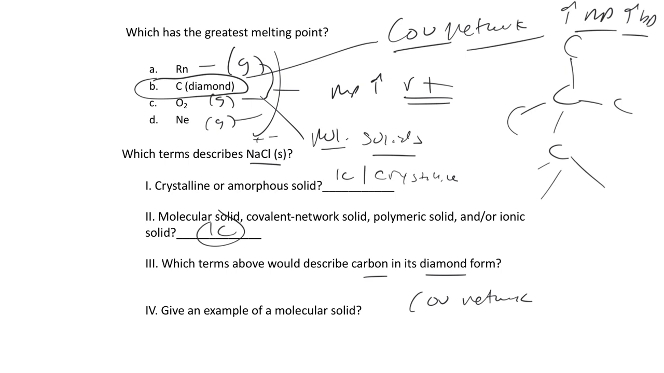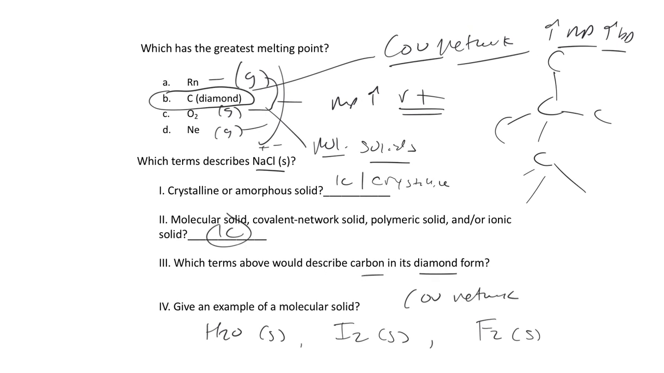An example of a molecular solid. There's a bunch. It could be solid water, anything molecular, even solid I2. These are things that can be solid. F2 in its solid form is probably pretty rare to find, since we need a really low temperature because it's a gas at room temperature. But just anything that's molecular. Sugar, C6H12O6 in its solid form, those are all molecular solids. Anything that's a molecular compound in its solid form is a molecular solid.